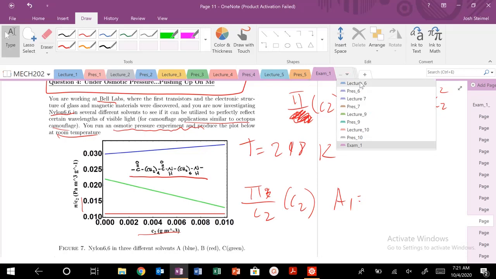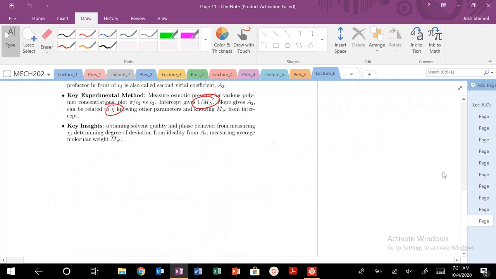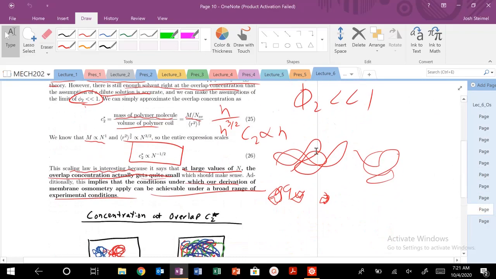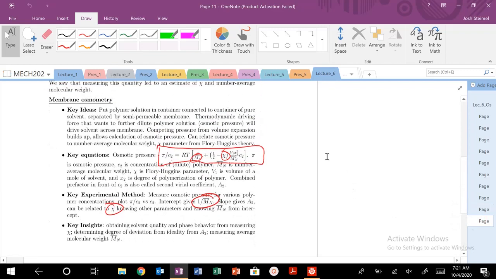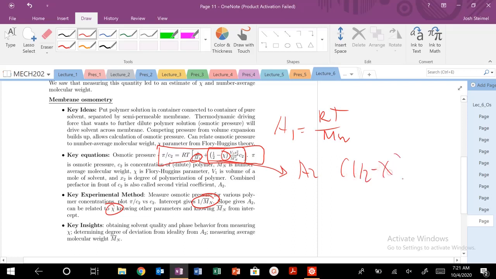So let's look at our lecture 6, our kind of key fundamental expression. Where is our master equation? Right here. So this is our first virial coefficient, so A sub 1 equals RT over Mn, and our A2 is this whole mess, but really we only care about one thing, this 1/2 minus chi. So that is going to be the slope we're dealing with. So let's go back to the exam.